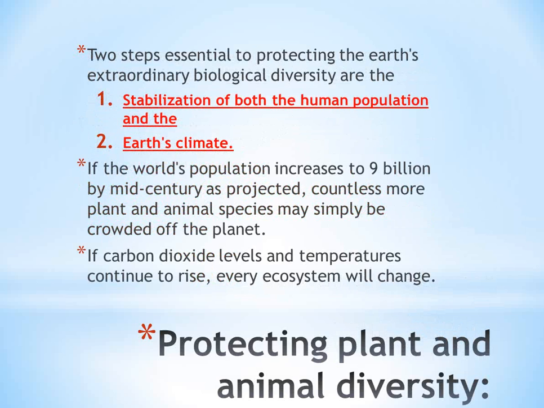Protecting plant and animal diversity. 2 steps essential to protecting the Earth's extraordinary biological diversity are the stabilization of both the human population and the Earth's climate. If the world's population increases to 9 billion by mid-century as projected, countless more plant and animal species may simply be crowded off the planet. If carbon dioxide levels and temperatures continue to rise, every ecosystem will change.